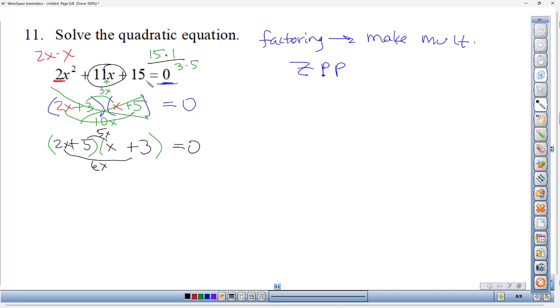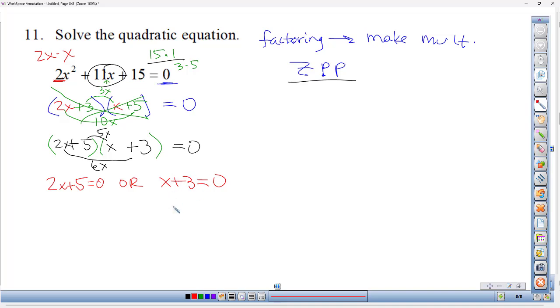All right, so these are the factors for this trinomial, and now I'm going to use my zero product property. And what does the zero product property say? It says if these two things multiply and you get 0, either 2x plus 5 has to be the part that's 0, or x plus 3 has to be the part that's 0.